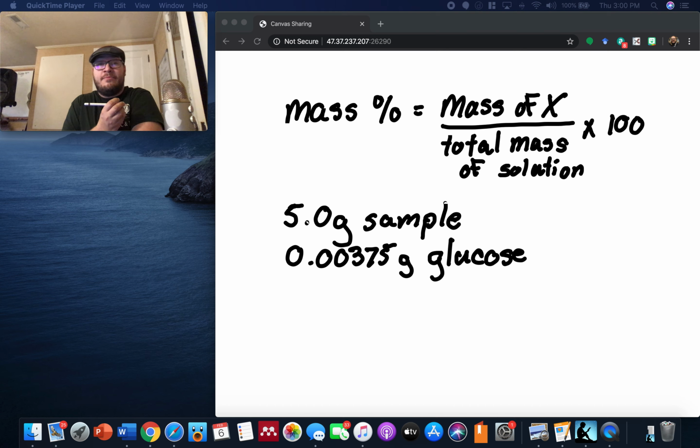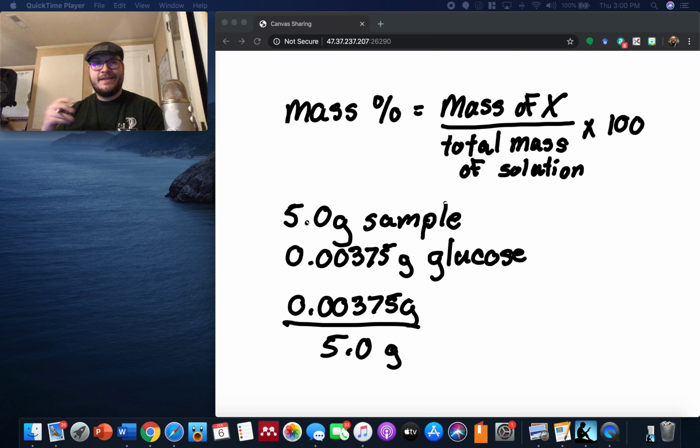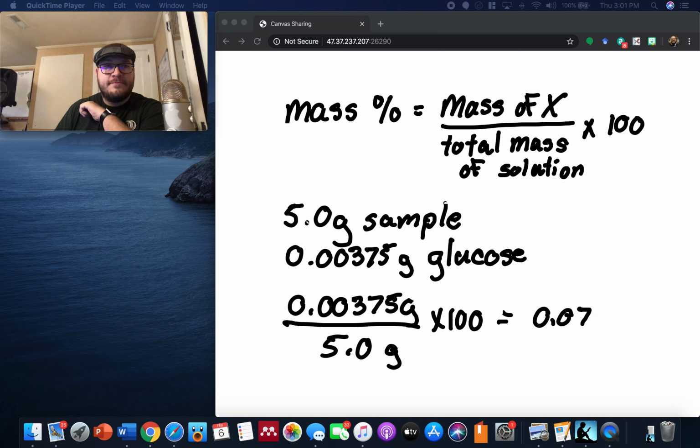You probably look at this and think, okay, take 0.00375, which is the component, which is glucose, in the total sample, divided by the total, 5 grams. So 0.00375 divided by 5 should give me my mass percentage. So we're going to do that: 0.00375 grams divided by 5 grams times 100. I apologize for the delay. Signals are bouncing around, and so it's catching up. So when I do that, I should get 0.075%, right, as my glucose amount, or mass percentage of glucose.